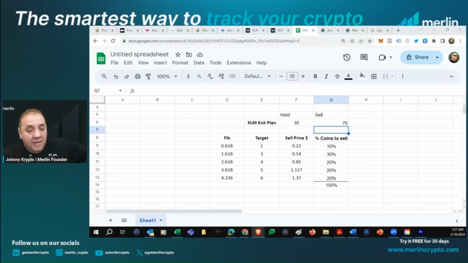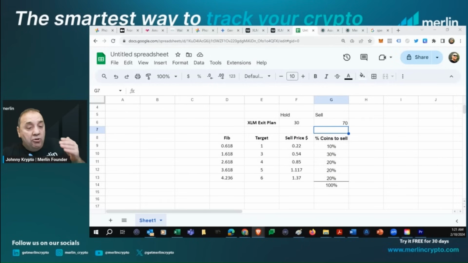In my plan, I'm selling 10% of the 70% of the coins that I have at 22 cents. Then I'm going to sell 30% more at 54 cents. I'm going to sell 20% more at 85, so on and so forth. I think you get the point.